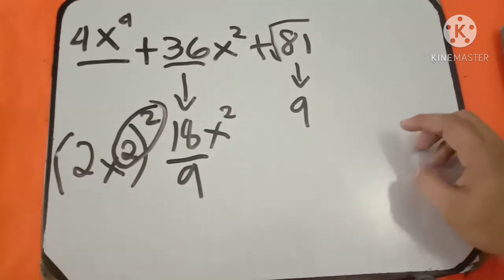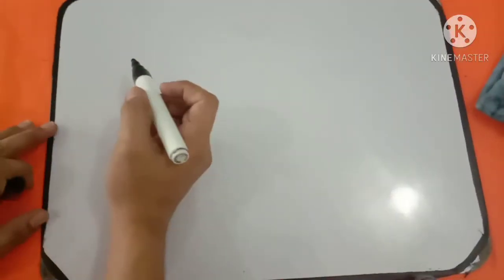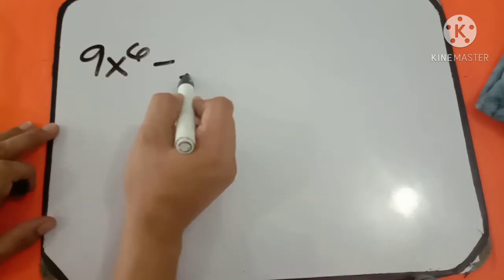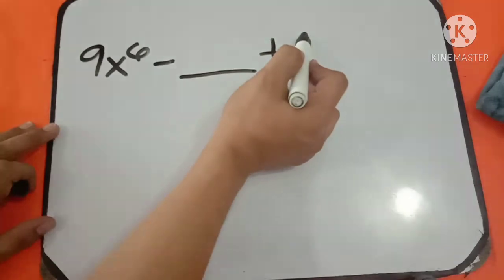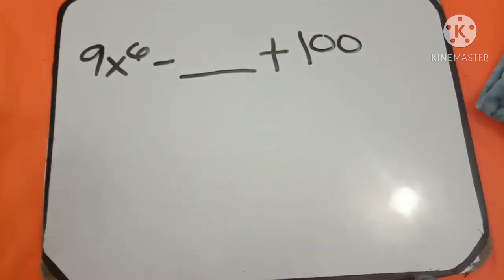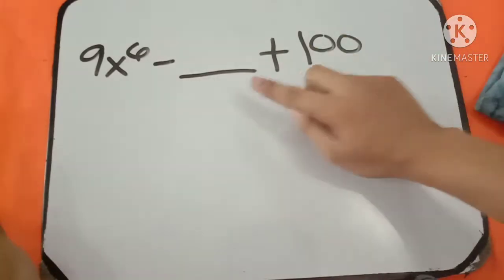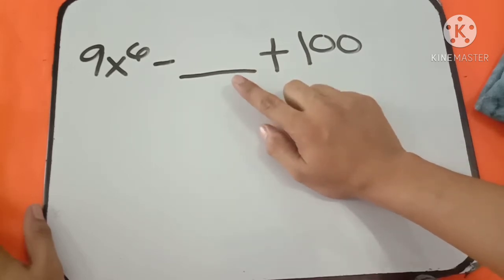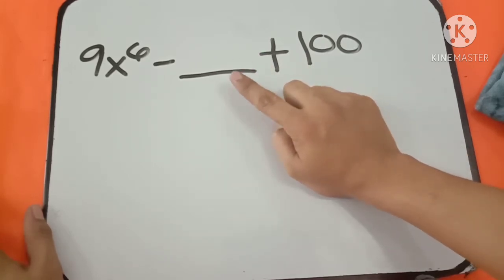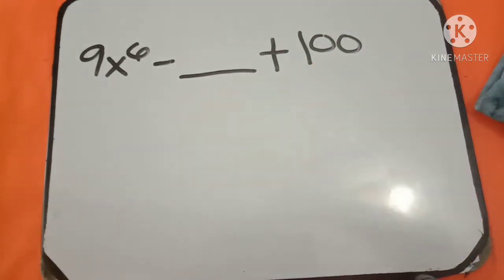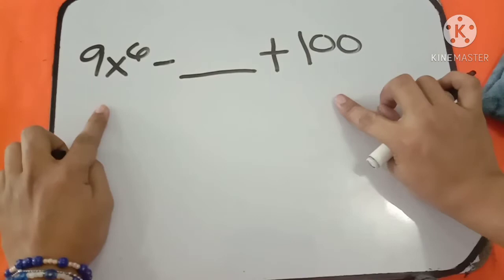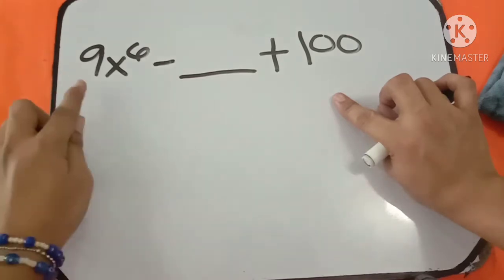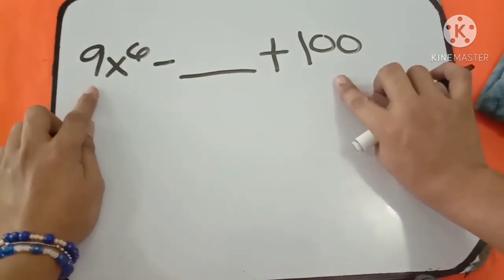Now let's come to the middle term. Let's say we have 9x raised to 6 minus blank plus, let's say, 100. As you see, the middle term is blank. That means we don't have a middle term, but we have to get the value. In order to get the value for the middle term, we simply square root the first term and square root the last term.